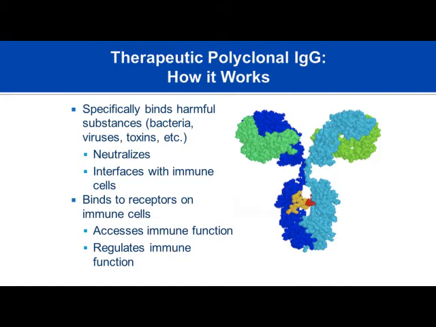Most obviously, the IgG molecule specifically binds harmful substances, such as bacteria, viruses, or toxins, and it neutralizes them. It can also enable interaction with other parts of the immune system, other immune cells, to access function against that dangerous element. When it's interacting with immune cells through the constant region, it can bind to specific receptors contained on the immune cells. This allows the antibody molecule to access immune function and, importantly, also to regulate immune function.